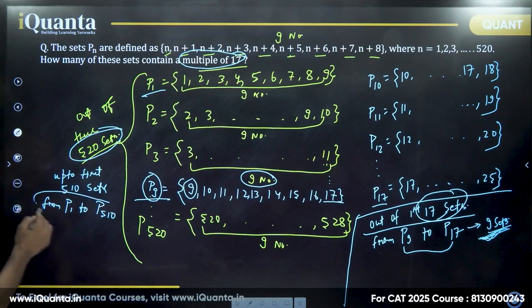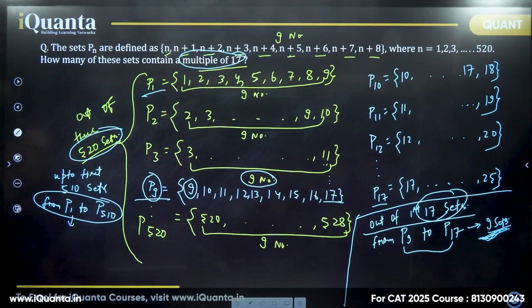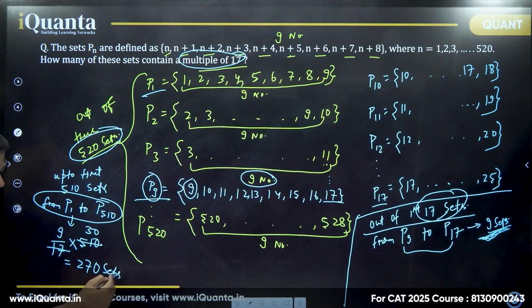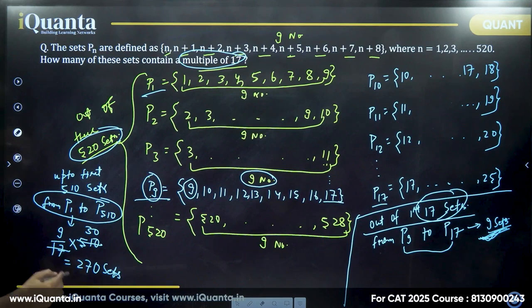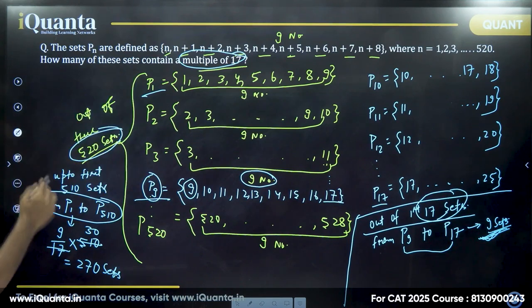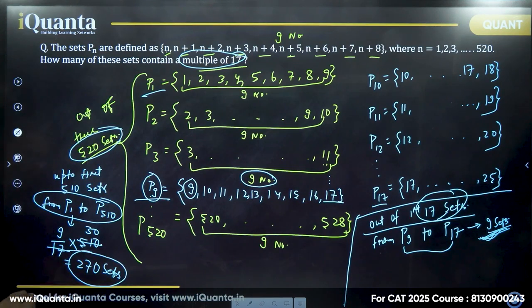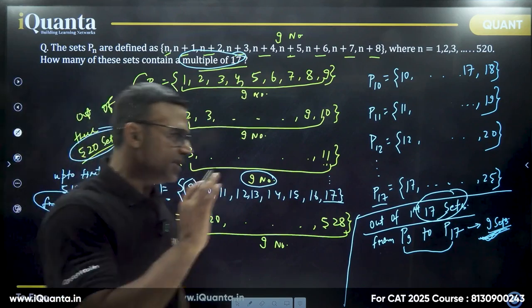So out of these sets, how many are there which are going to contain a multiple of 17? 9 out of every 17. So multiply by 510, and this will give us 3 into 9, that is 270 sets. Hold on, this is not the answer. So there are 270 sets up to P510 which are going to contain a multiple of 17, right?